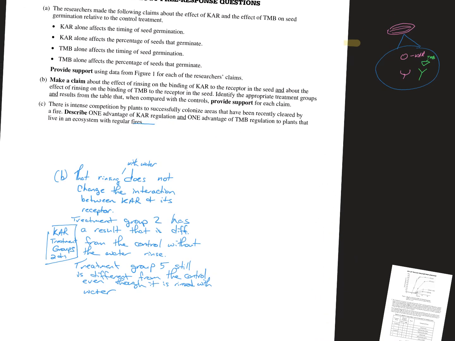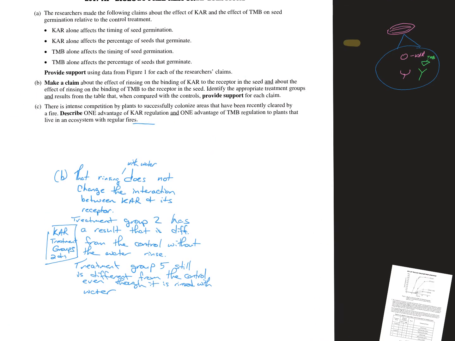So I'm going to go ahead and read. It says, about the effect of rinsing on binding TMB to the receptor in the seed. Identify the appropriate treatment groups and results from the table that are compared. So it said rinsing with water does not change the interaction between KAR and its receptor. Treatment group 2 has a result that is different from the control without the water rinse. Treatment group 5 still has a different result from the control, even though it is rinsed with water.